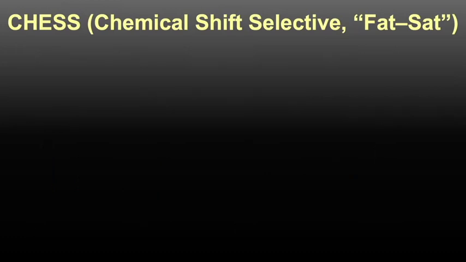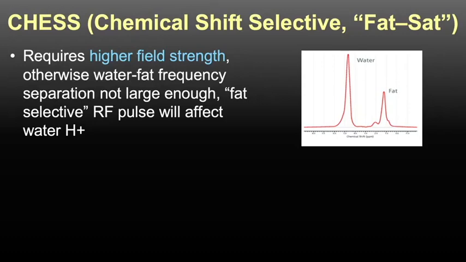CHESS, or chemical shift selective fat-sat techniques, require higher field strength. And this is because we just talked about the fact that the separation between these water and fat resonance frequencies is larger at 3T than it is at 1.5T. In fact, at fields lower than 1.5T, these peaks get closer and closer together, so that the RF pulse you apply to try to select out the fat protons is also going to start affecting water protons as well. And this is why at field strength less than 1.5T, CHESS should not be used, because you're not going to get good fat suppression.